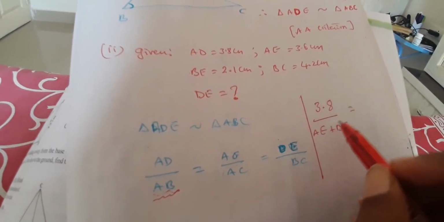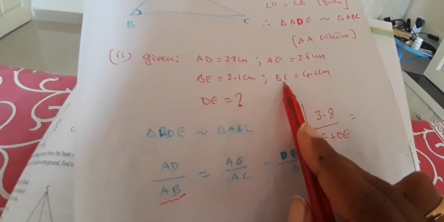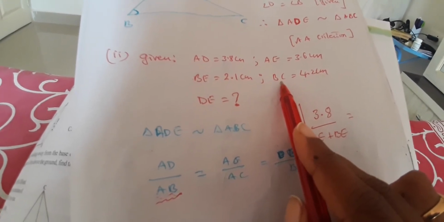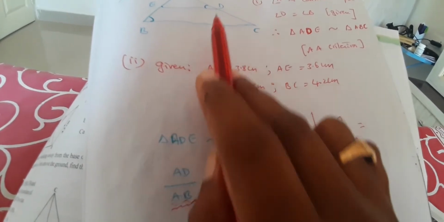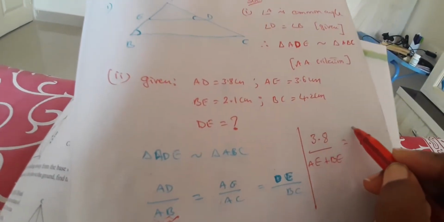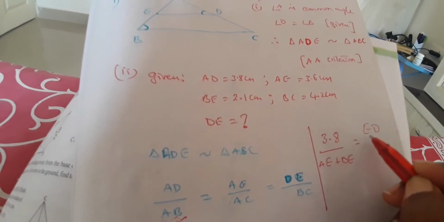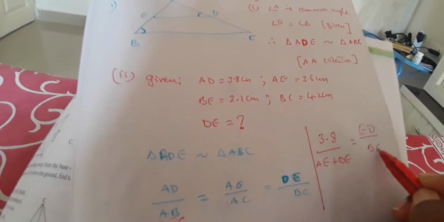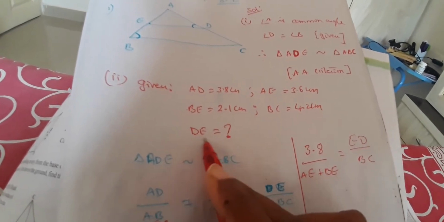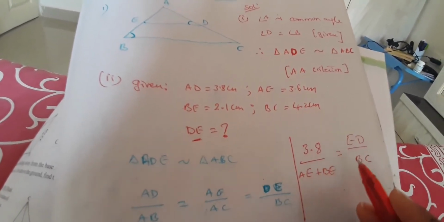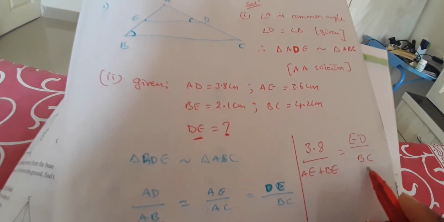Which is equal to BC, and DE are given to us. So we are taking AD first, that means from the smaller triangle we are taking ED by BC. And we have to find out DE or ED. This one we have to find out. We already know what this is, 4.2.